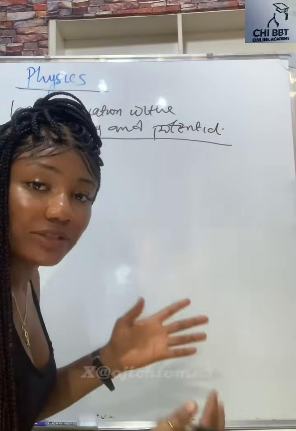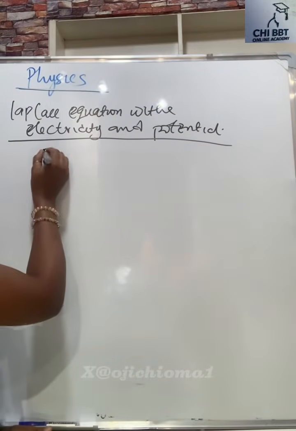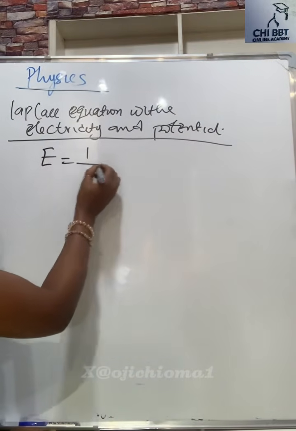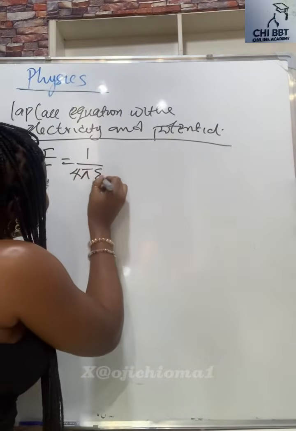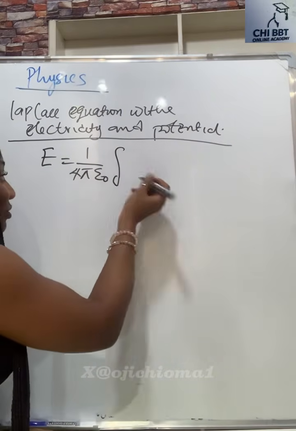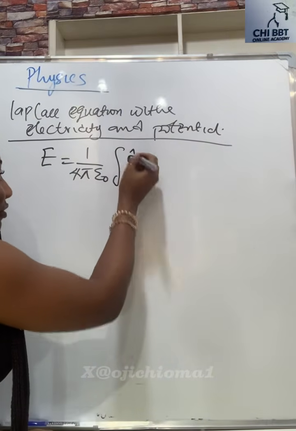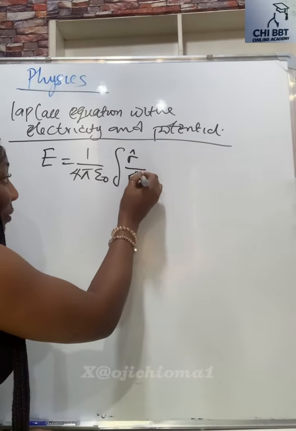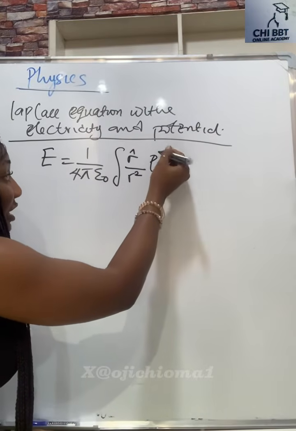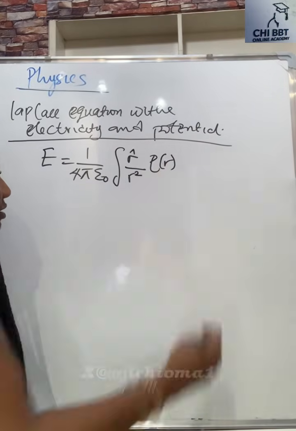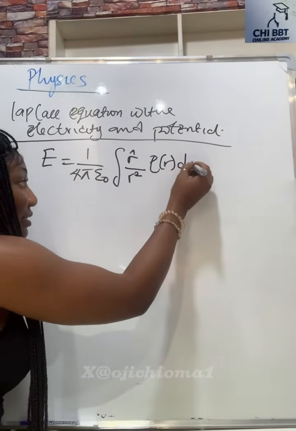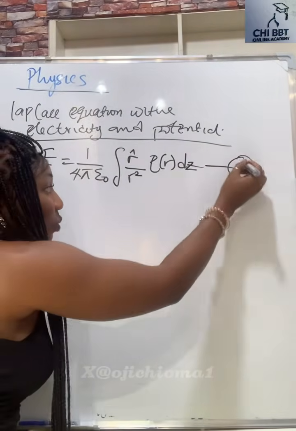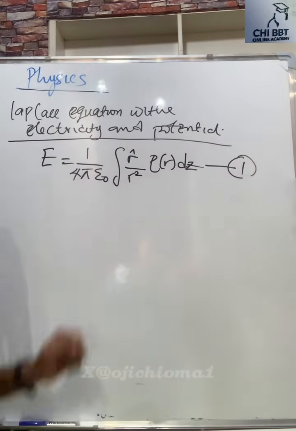So first of all, we have to start from the beginning. The first electric equation, E equals to 1 over 4 pi epsilon naught, then the integral, this is the r in vector form over r raised to the power 2. And this is the charge density in displacement domain. And this is the z. This is equation 1. Note this equation, equation 1.